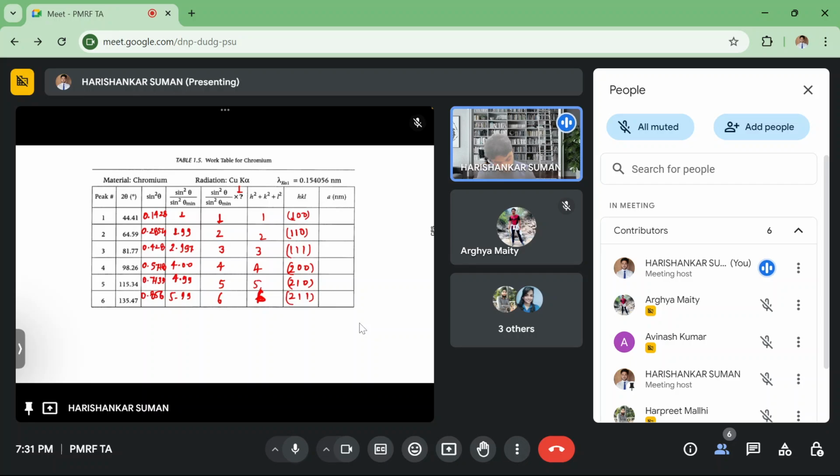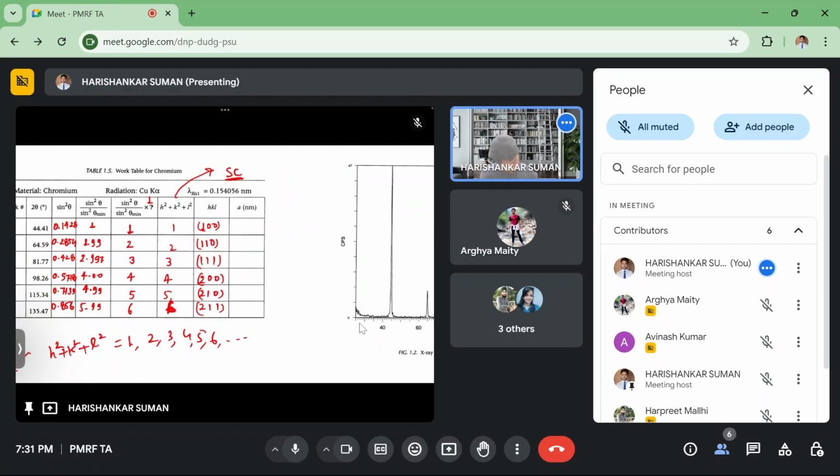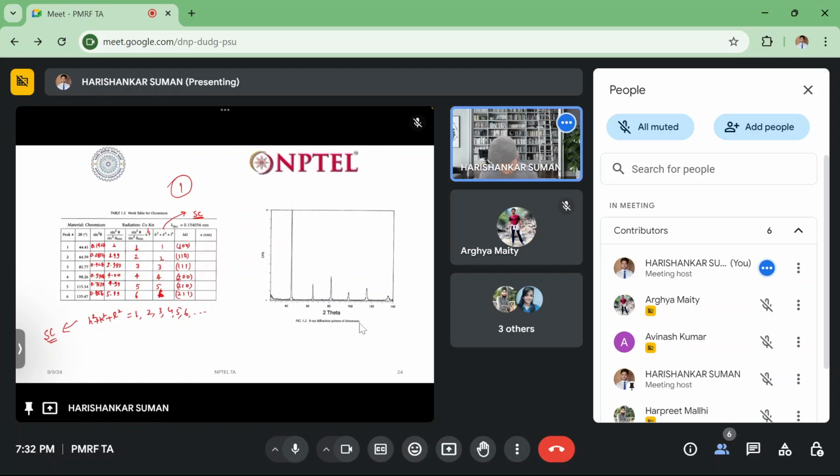Okay, so we have to calculate A. This is HKL 1, 2, 3, 4. This will be simple cube. If we take h square, k square, l square, 1, 2, 3, 4, 5, 6, this is corresponding to the simple cube. Yes, we know. So these are the two theta experimentally plotted, but we have to calculate A.